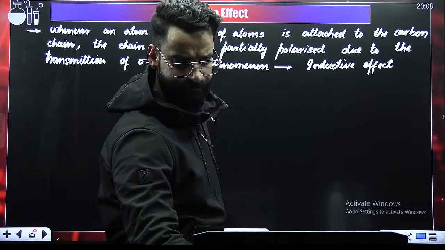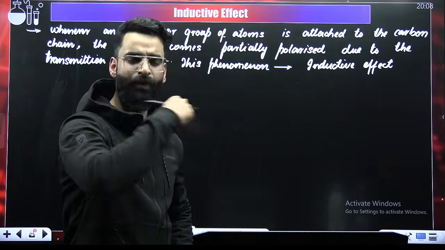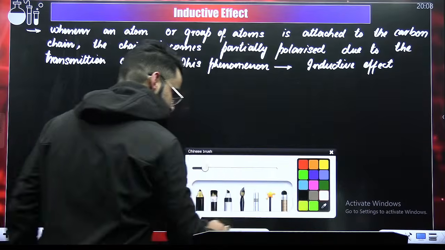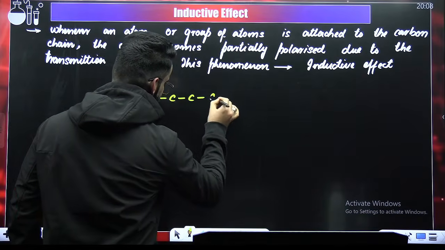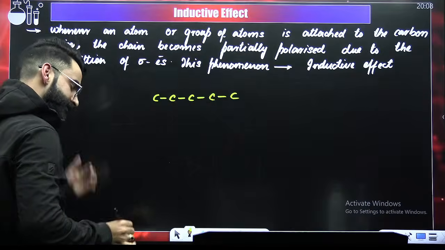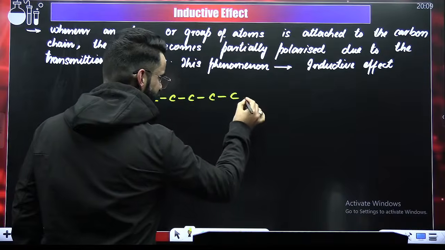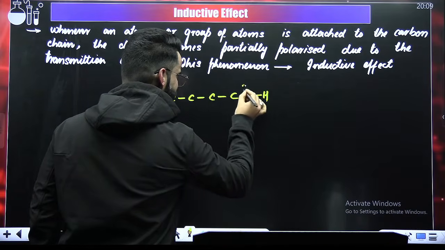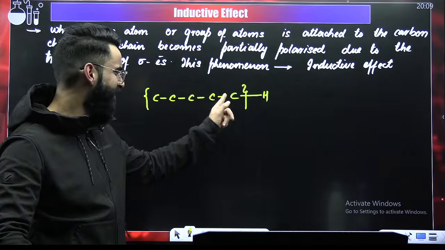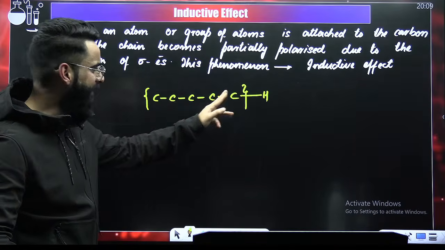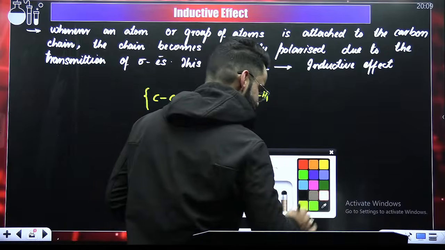So let's try to understand what it means exactly. How do we understand all this? See, guys, for example, I'm taking a carbon chain here. Let's say this is the chain containing 5 carbon atoms. This carbon is, for example, attached with hydrogen here. I'm not showing all the other hydrogen atoms. That's understood. I'm just showing a chain wherein carbon is linked by single bonds, and this carbon is finally attached with hydrogen.